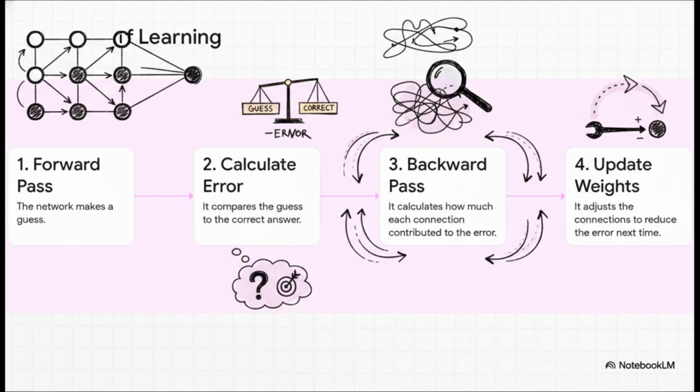The whole learning thing is basically a four-step loop, and it happens over and over, sometimes millions of times. First up, the forward pass. Data flows through and the network makes a guess. Second, it calculates the error. Third, and this is the clever part, the backward pass kicks in and it assigns blame for that error to every single connection. And finally, it updates the weights just a tiny bit, hoping to make a better guess next time.